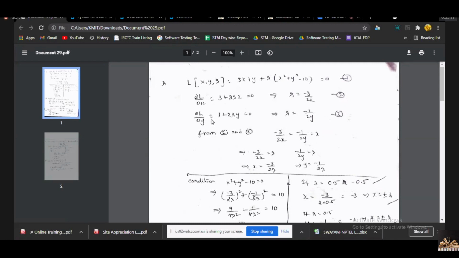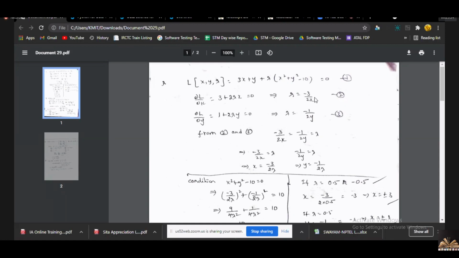Similarly, the first derivative with respect to y. Now check with respect to y: this becomes 1 in the first derivative, plus y square gives 2y, so 2 lambda y, equal to 0. From this, when you evaluate, we will get lambda equal to minus 1 by 2y. So consider this as equation 2 and this as equation 3.